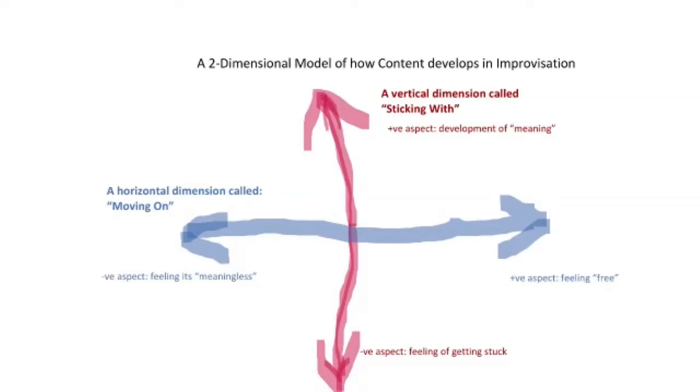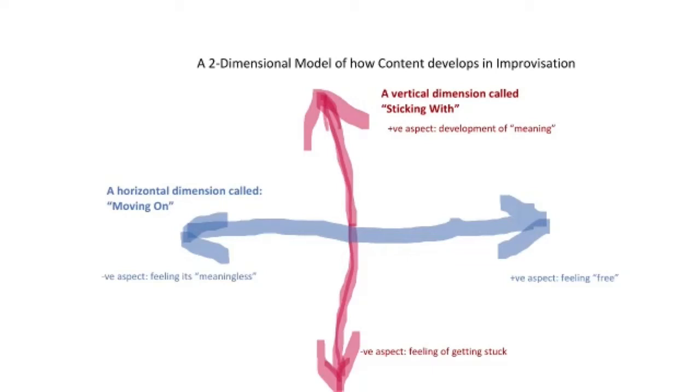It's very handy. The benefit of this sticking with thing, if you stick with something, then one of the things that happens in the human brain is that we start to develop meaning. We start to understand. We're working with something. We can name it. We could name its dimensions. There's all sorts of things we can do. So it's about developing meaning, and that's its positive aspect. The moving on dimension, its positive aspect is that you feel free because you don't have to think of or plan anything. Just go to the next thing, go to the next thing, go to the next thing. So that's great so far.